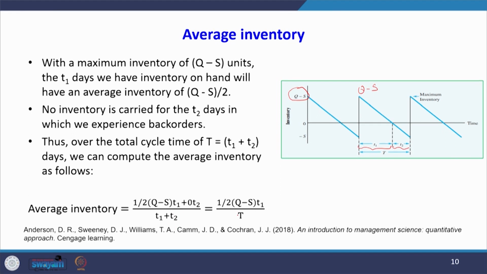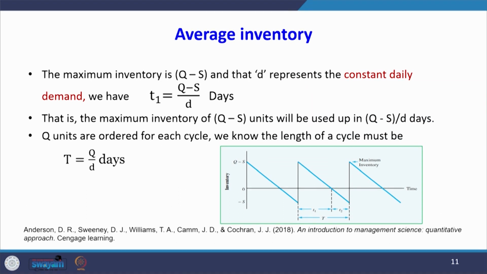So, when we simplify this, 1 upon 2 (Q minus S) times (T1 plus capital T), this is the average inventory. In that previous expression we are going to replace the small T1 and capital T in terms of Q, that is what we are going to do. So, the maximum inventory is Q minus S, and D represents the constant daily demand.